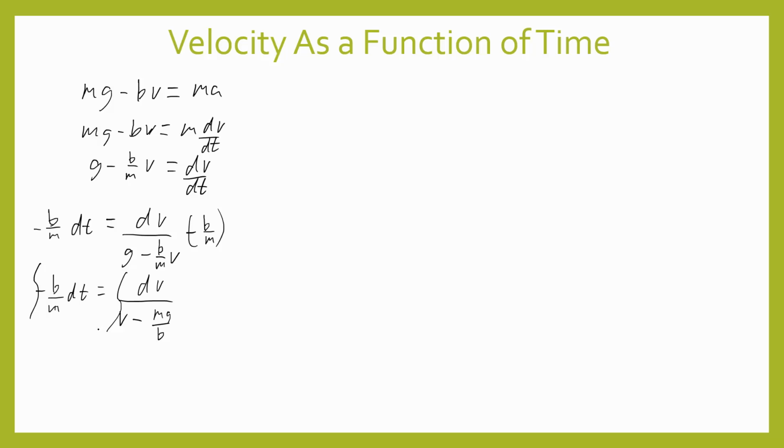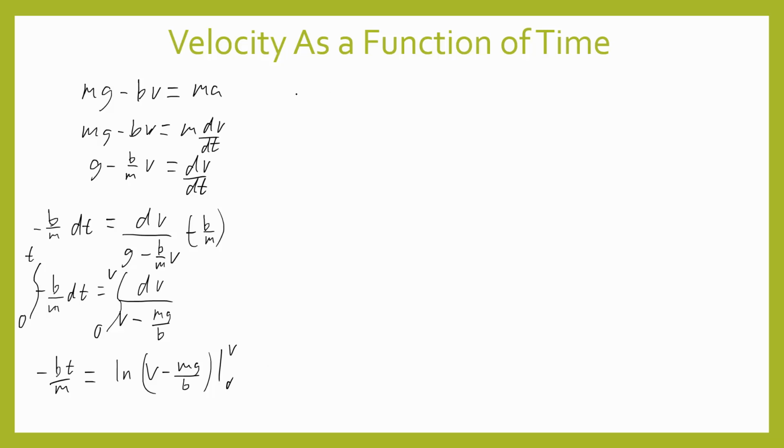If I assume that my velocity is 0 at time 0, so I'm dropping this object from rest, then I'm going to integrate from 0 to t and from 0 to v. Over here that just gives me a t, so I have negative bt over m. And here you get to do this wonderful integral, and you end up with the natural log of v minus mg over b evaluated from 0 to v.